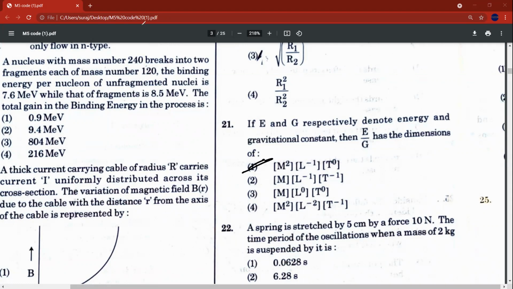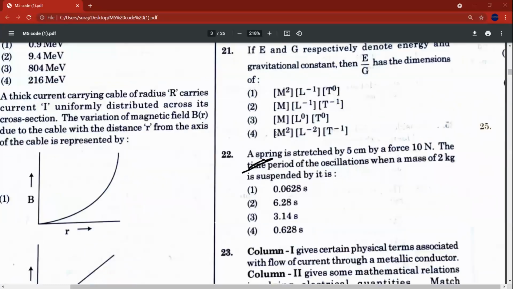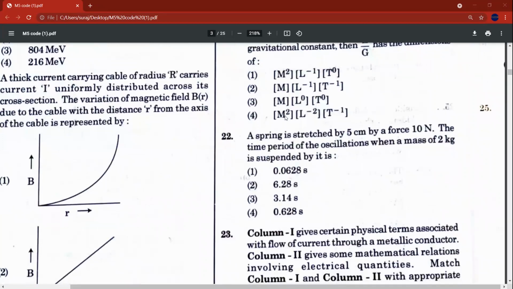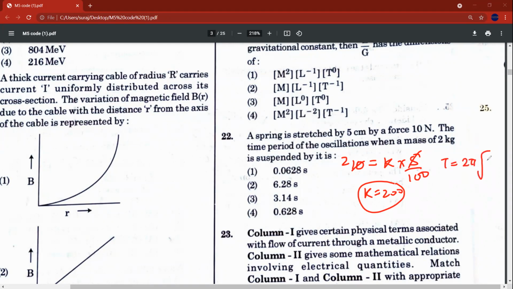Now coming to question number 22. 5 centimeters is given. So F is equal to kx. F is 10 Newton, k times x, 5 by 100. So k is equal to 200. Then time period they are asking. Time period is equal to 2 pi root over m by k. m is 2 kg, k is 200.